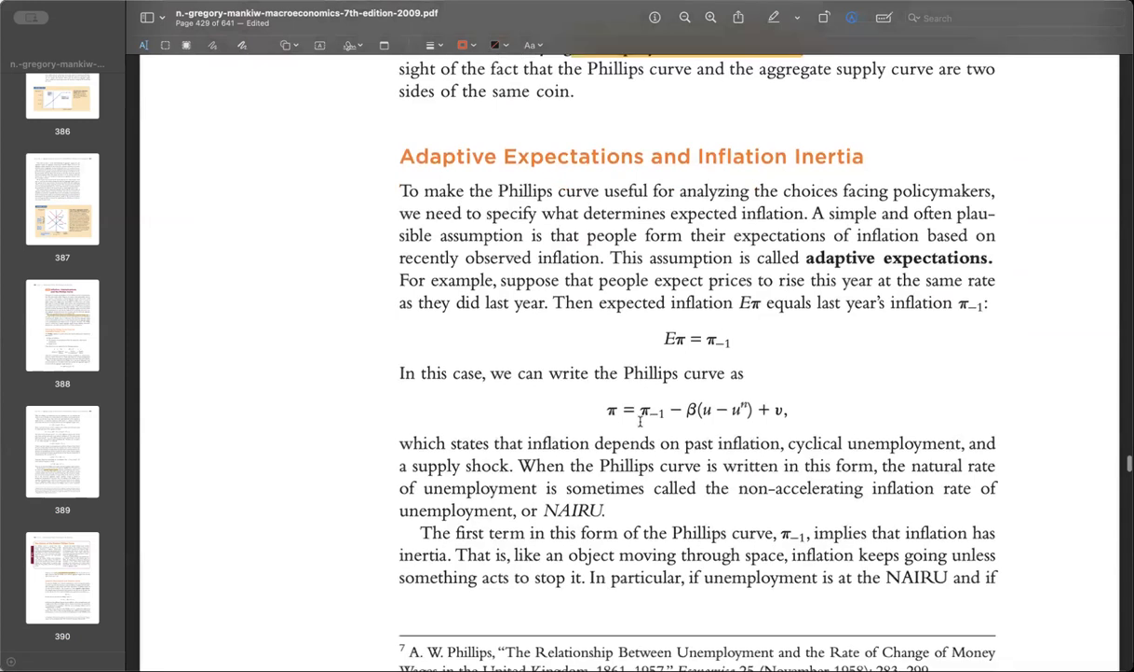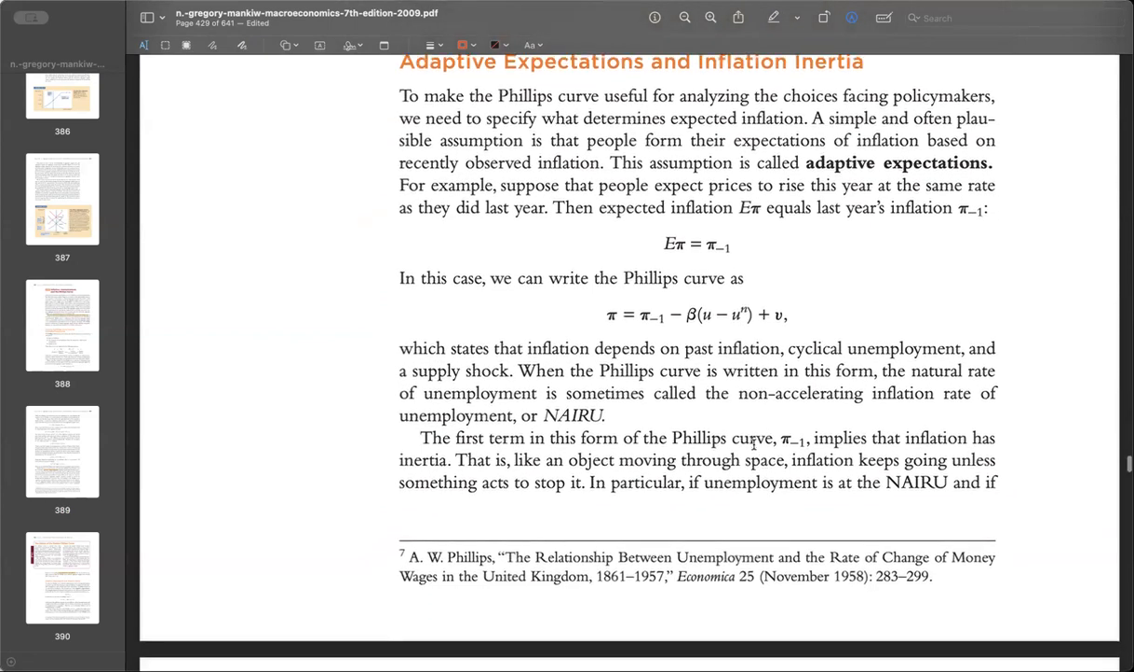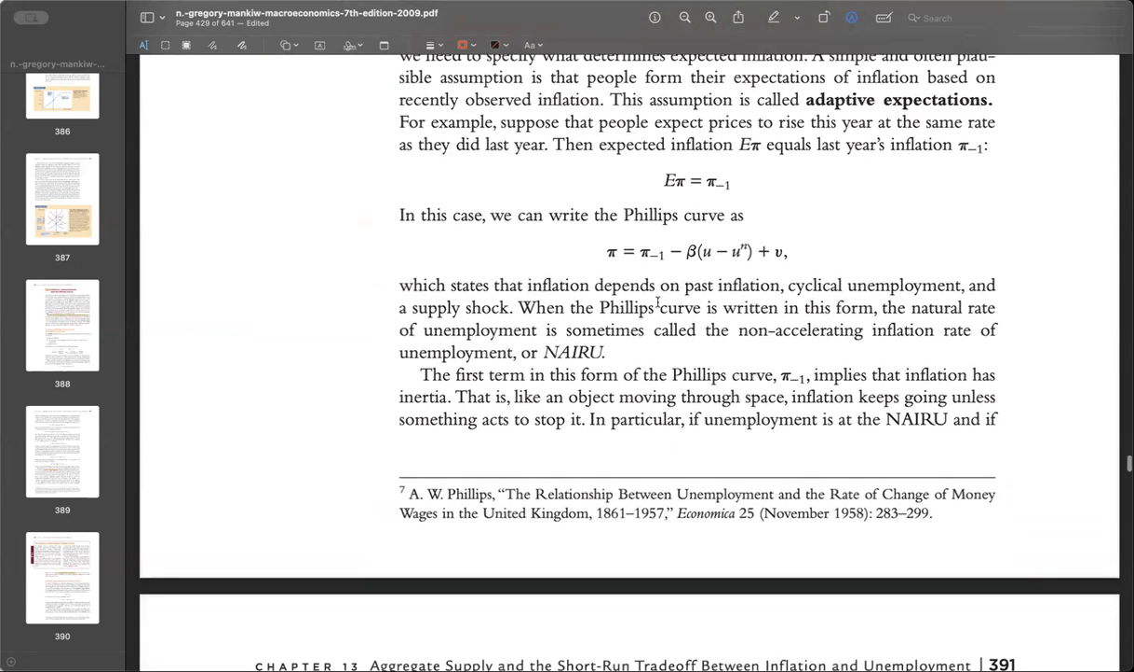So you can write the Phillips curve as the following: pi equals last period's inflation, minus this aggregate cyclical unemployment, or shocks to aggregate demand, term, which has a negative slope, inversely related to inflation, and then plus the supply shock. All right. When written in this form, this is very crucial.